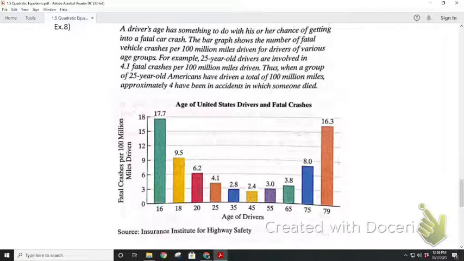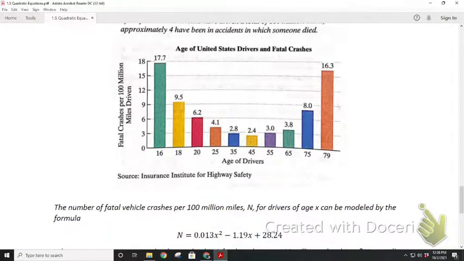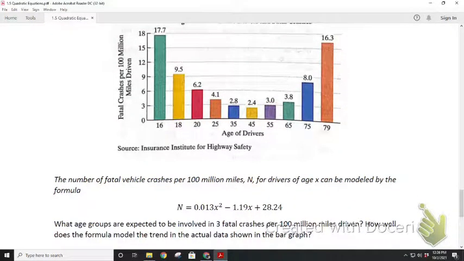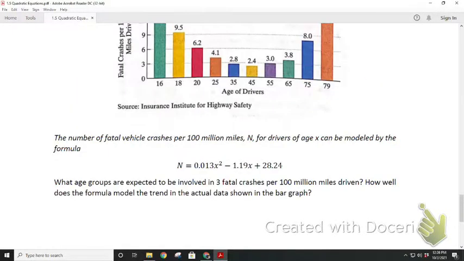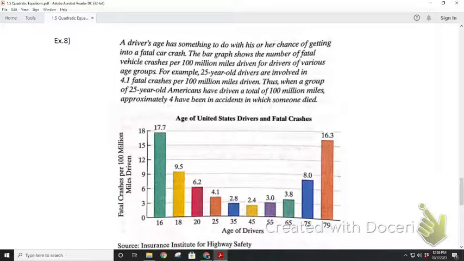That's just over time. And then in the italicized sentence there, it defines some variables. N is the number of crashes, and X is the age. They came up with this formula to predict number of crashes based on your age. So the question is, what age groups are expected to be involved in 3 crashes? It says per 100 million miles driven. You don't have to do anything with that. Notice that's up here. So all of this is per 100 million miles driven. That's a lot of miles.